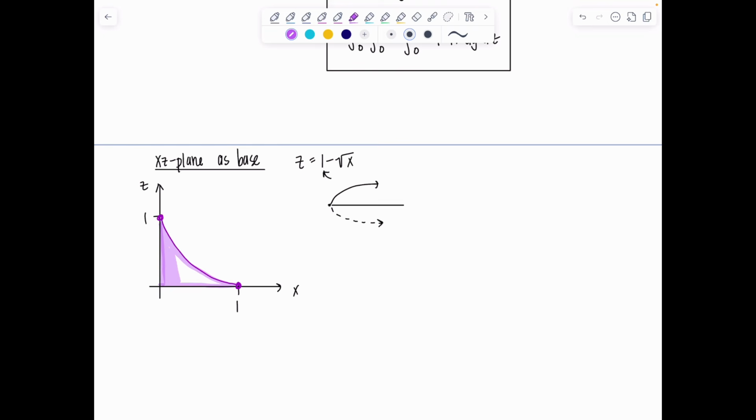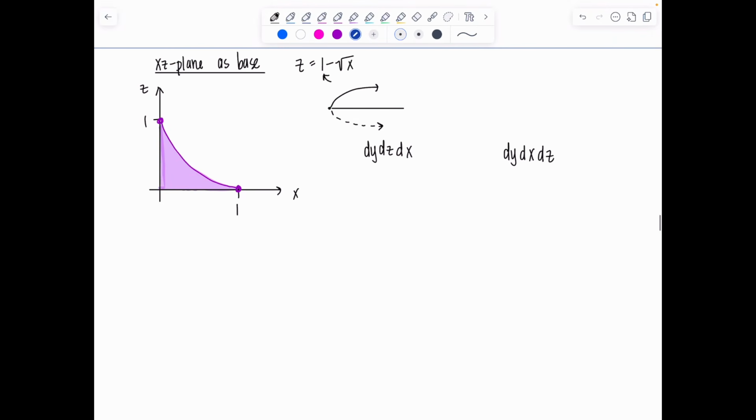Now, if the xz plane is the base, that means x and z are the outermost variables. So the order would be either dy, dz, dx, or dy, dx, dz. Let's figure out what the limits are. Say we're doing dy, dz, dx. If x is last on the outside, those limits have to be constant. So x is going to go from 0 to 1. For z, draw a little arrow through. z goes from 0 to this curve, which is 1 minus rad x. So 0 to 1 minus rad x.